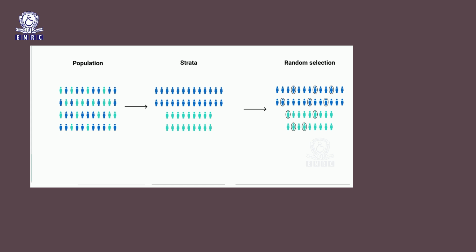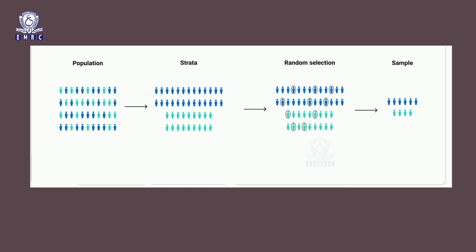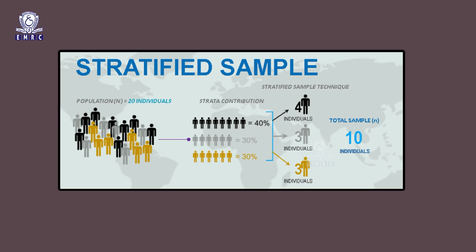And the fourth step involves selecting the required sample from each subgroup or strata by using an appropriate random selection technique. The fifth step is to consolidate the sub-samples for making the main sample. Stratified random sample is very useful when the list or the details of the individuals in the population is available.